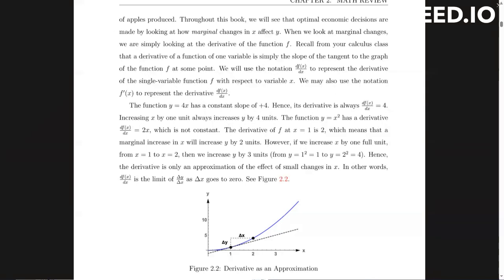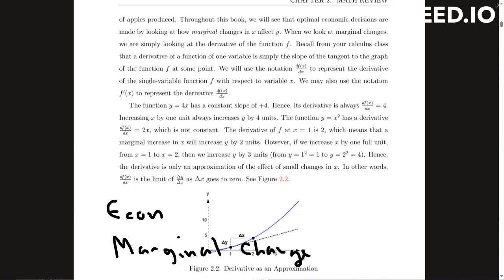Let me write that again. So in econ, we have this marginal change. We have this thing that's kind of annoying because, like we just said, instantaneous. The slope is going to be the rate of change.